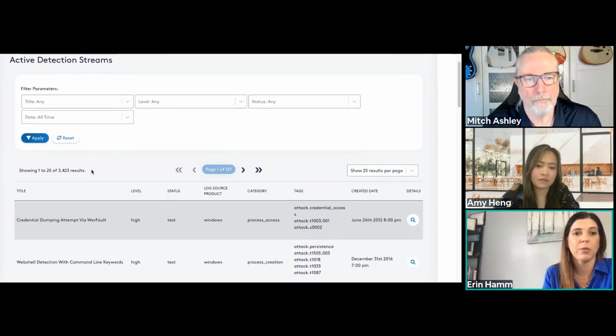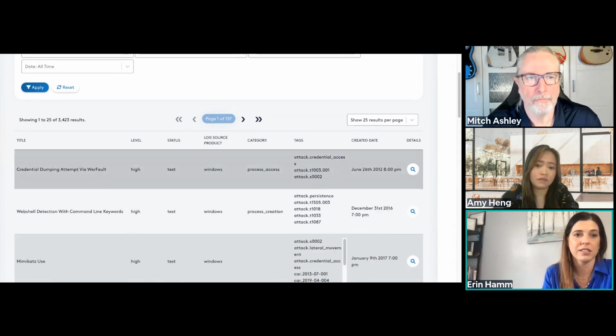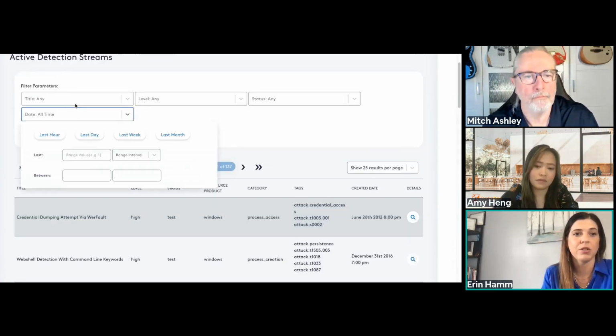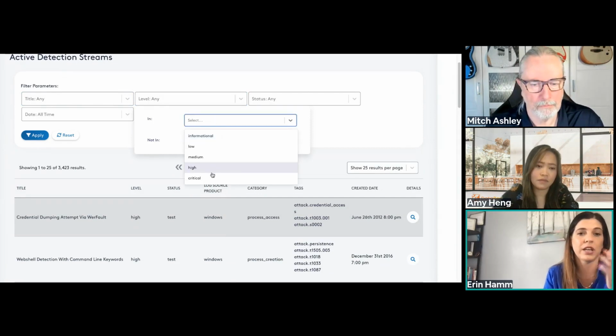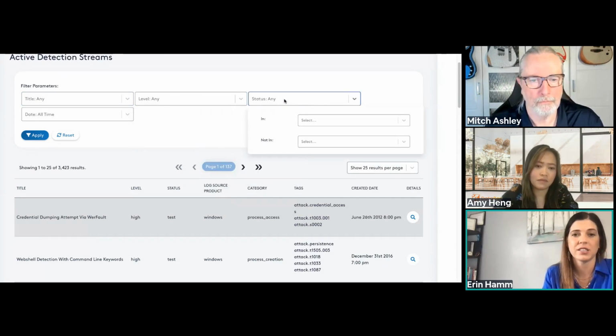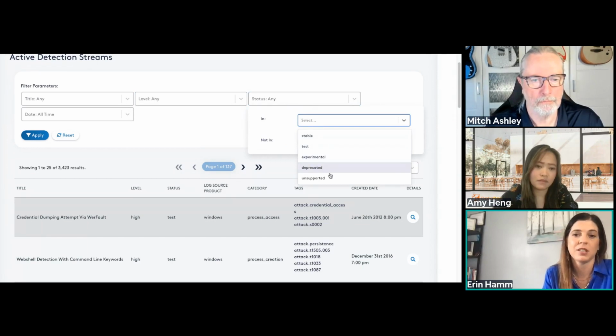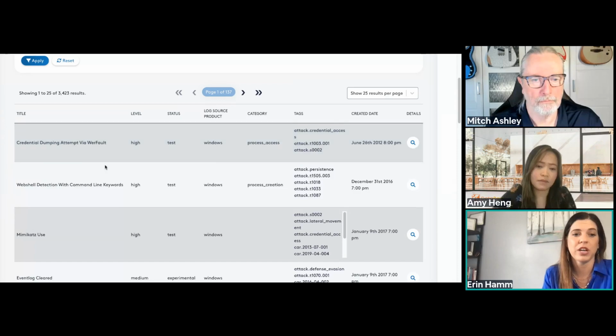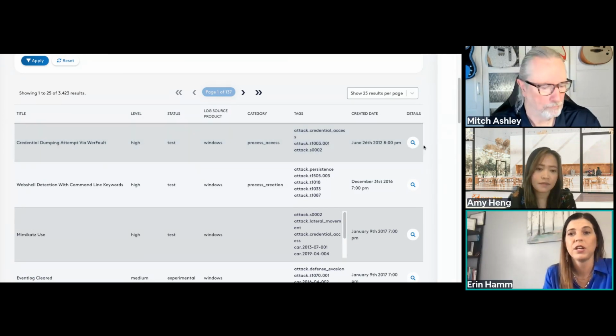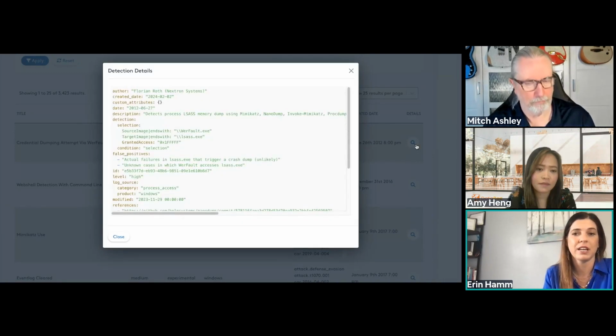And so here we can see, okay, what are the detections that we've seen within the last X time frame? You can filter to a specific detection type, a specific criticality level, a status. So is it stable, tested, deprecated, unsupported, etc. And then within each one of these, you're able to drill down. If I'm looking at this credential dumping attempt, it's a high severity. It was a test, so not necessarily much we needed to drill into. But anywhere I have this magnifying glass icon, I can see the detection details.